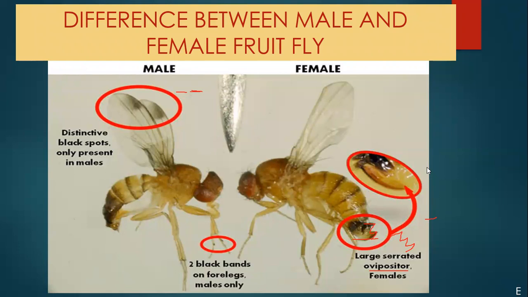What crosses he did and what his conclusion was in order to prove the chromosomal theory of inheritance, what the major conclusion was, and how he came across the concepts of linkage and recombination, we will study after this. So in the next video we will cover the experiment carried out by Thomas Hunt Morgan in order to prove the chromosomal theory of inheritance.